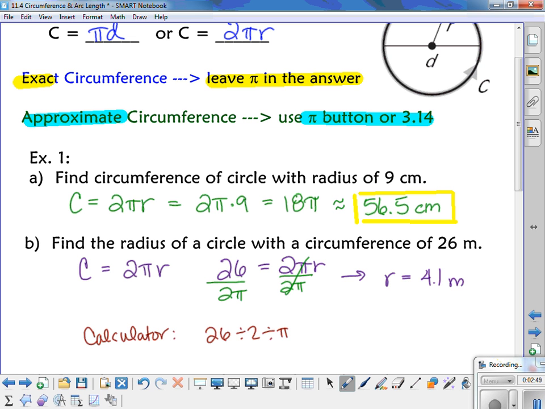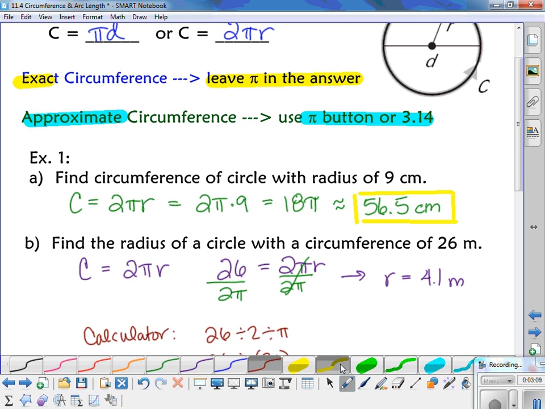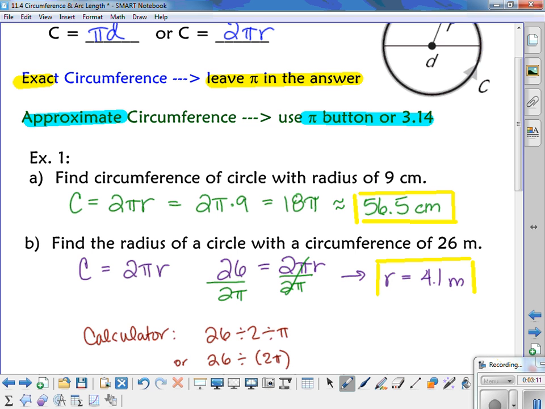Or you can say 26 divided by, and use parentheses, 2 pi. And that's the way that you can get it to come out right. If you do 26 divided by 2 times pi, it's actually going to give you a different number. So make sure that you can get that answer in your calculator. And that way you know you're doing it right.